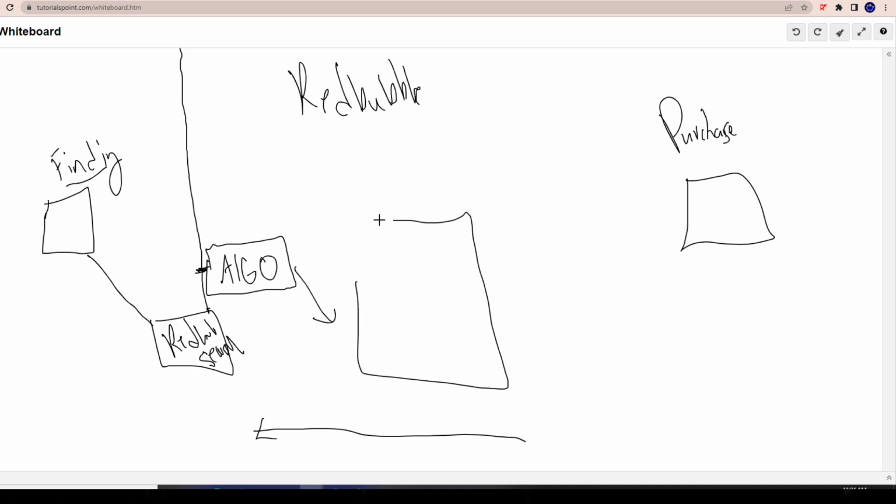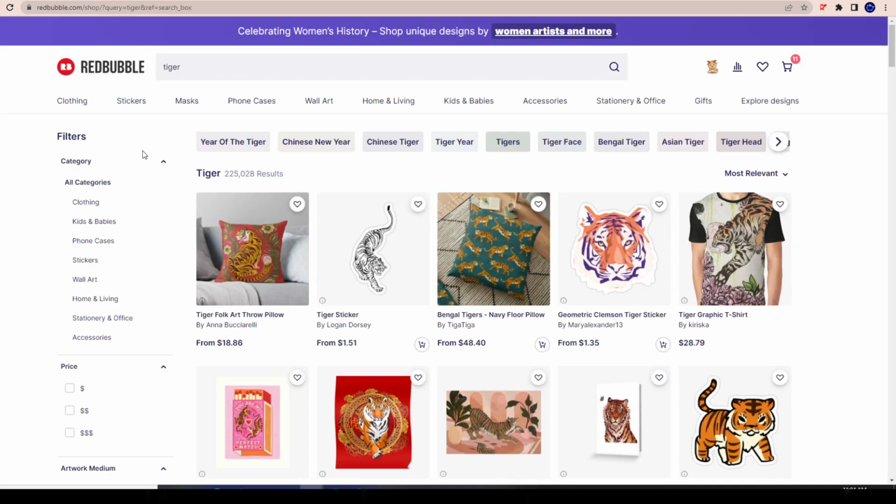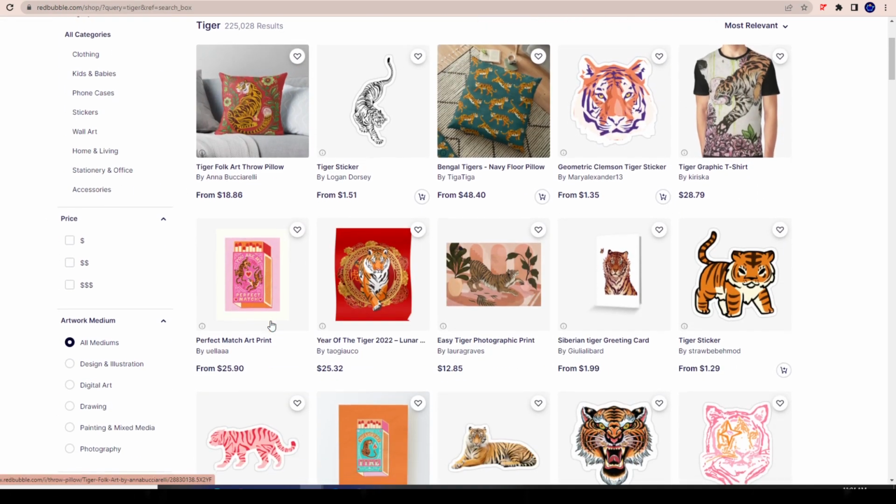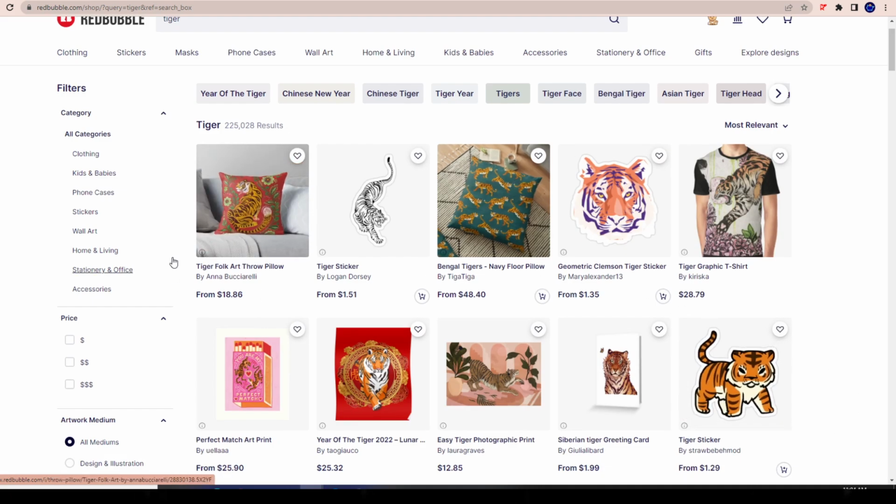If you look at the page here, you're going to have a bunch of different images, and they're going to be put in a specific order, right? So we could see here, if I take a look at this algorithm, what it's presenting me is this tiger folk art throw pillow picture, this design first. It's presenting this one second, etc.